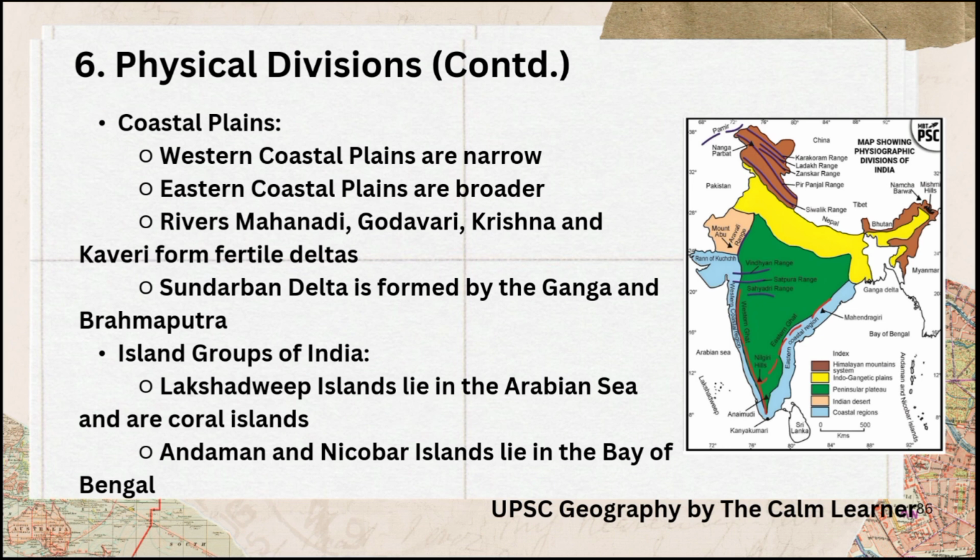Now, India also has coastal plains. The western coastal plains are narrow, whereas the eastern coastal plains are much broader. Rivers like Mahanadi, Godavari, Krishna, and Kaveri form fertile deltas on the eastern coast. The famous Sundarban Delta is formed by the Ganga and Brahmaputra. Finally, India also has island groups. The Lakshadweep Islands lie in the Arabian Sea and are coral islands. The Andaman and Nicobar Islands lie in the Bay of Bengal.